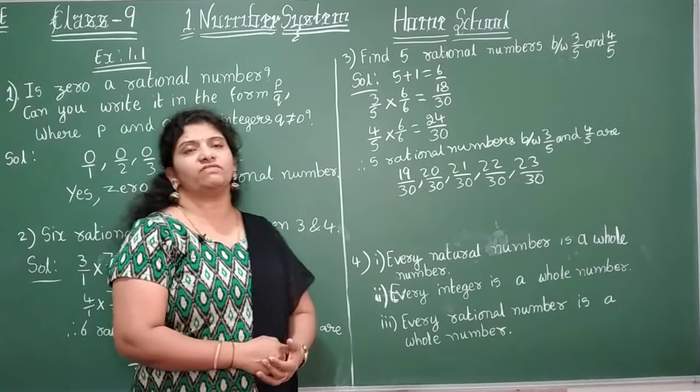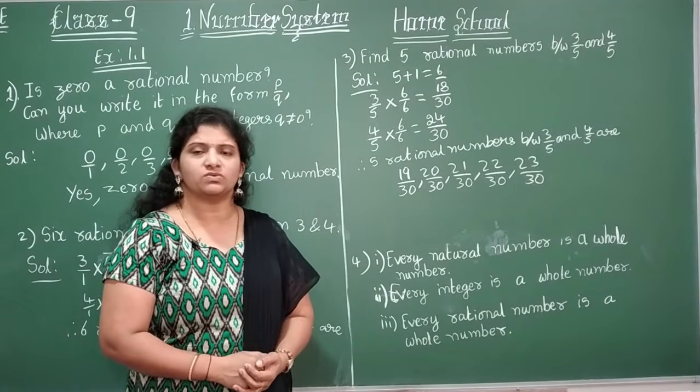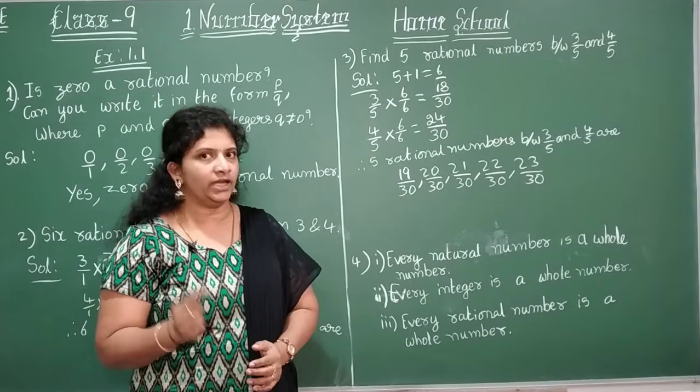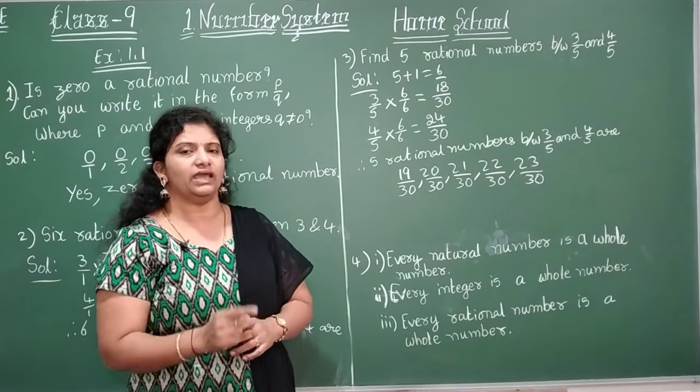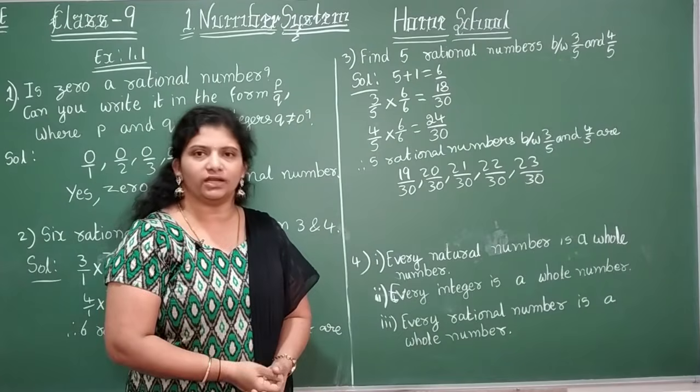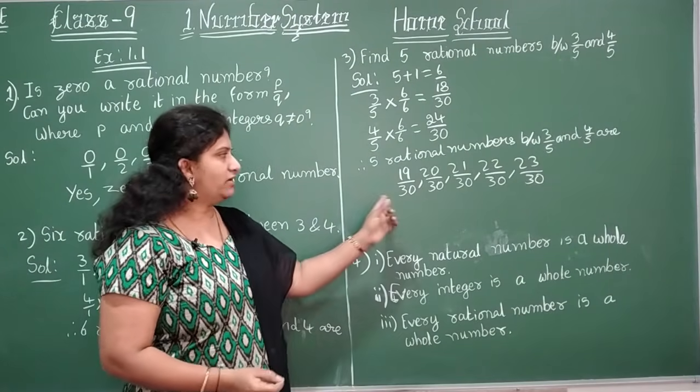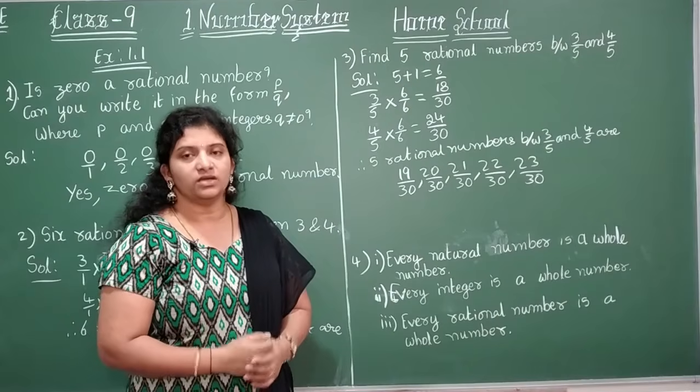Suppose for the same question, if they ask you for 8 rational numbers, what are you going to do? Observe the denominator. If it is the same, 8 plus 1, 9. Go on multiplying numerator and denominator by 9. Then similarly you are going to write.